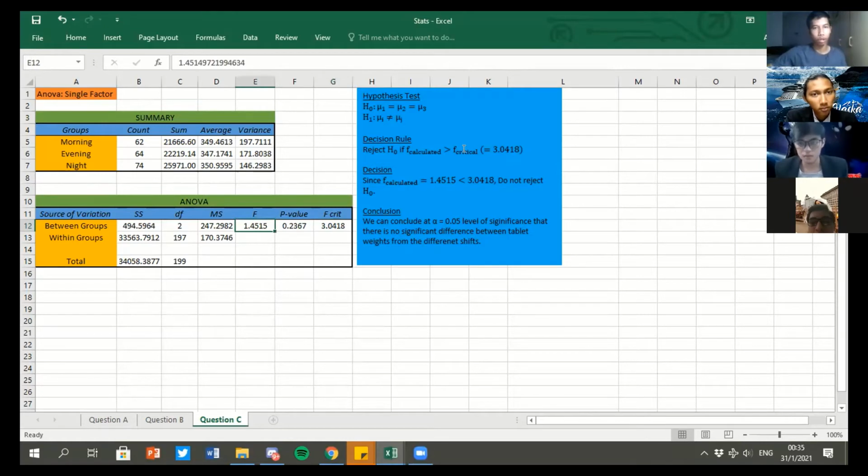Then our F calculated, which we can also obtain from the ANOVA table, is 1.4515. Then our decision: since F calculated is smaller than F critical, which is 3.0418, we cannot reject H0. So we conclude that at the 0.05 level of significance, there is no significant difference between tablet weights from the different shifts.